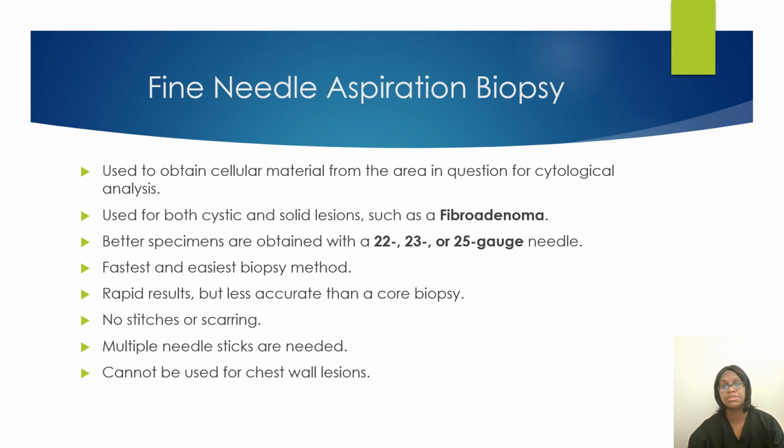For fine needle aspiration biopsies, you're going to obtain that sample or specimen with a 22, 23, or 25 gauge needle. So this is the fastest and the easiest biopsy method. You do have rapid results, but it is less accurate than a core biopsy. No stitching, no scarring. You're just draining out the fluid.